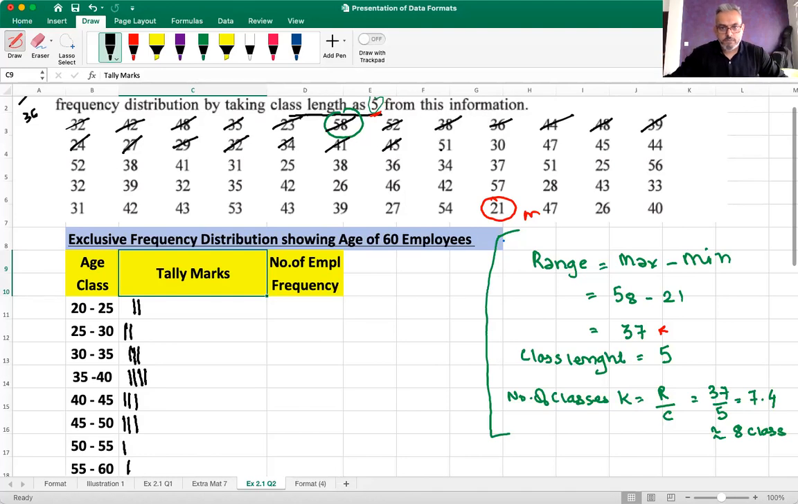51, 50 to 55. 30, 30 to 35. 47, 45 to 50. 45, 45 to 50. 44, 40 to 45. 52, 50 to 55. 38, 35 to 40. 41, 40 to 45. 31, 30 to 35. 25, 25 to 30. 38, 35 to 40. 36, 35 to 40. 34, 30 to 35. 37, 35 to 40. 51, 50 to 55.